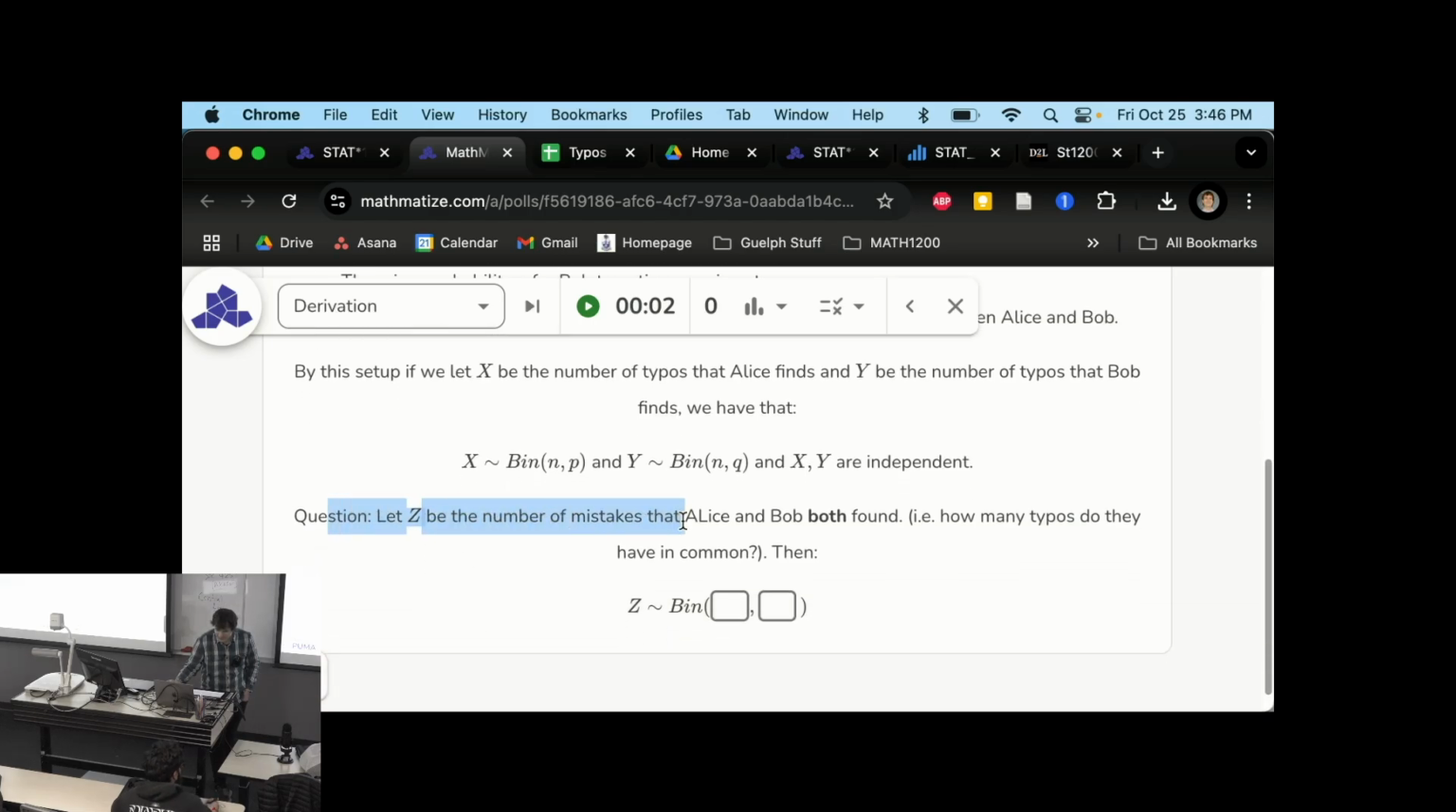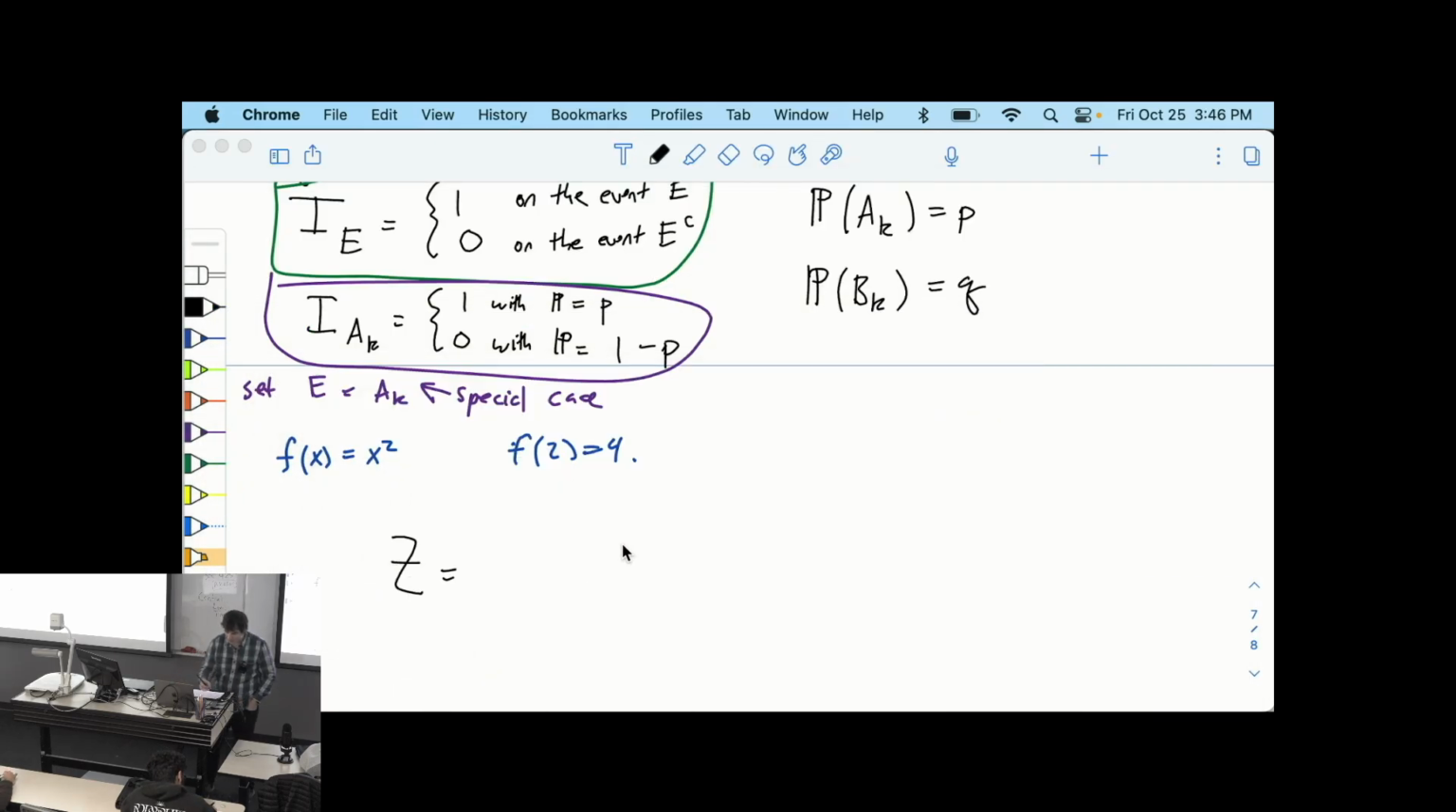Let Z be the number of mistakes that Alice and Bob both found. All right, how are we going to write this down? Well, here's the secret, and this is the reason I had to give everything names. Z is also a sum of indicators.